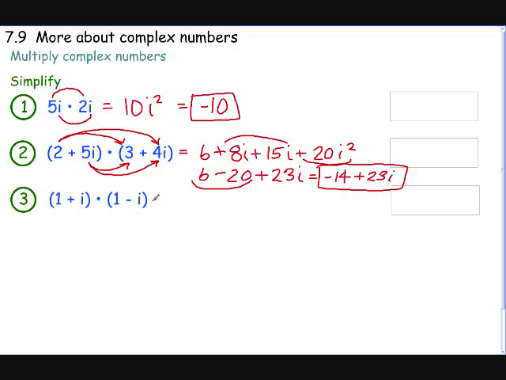All right, let's try this one. Again, we're going to FOIL. Let's see. Oh, I don't usually do it that way. Let's go back to that. The first together, 1. The outside, -i. The inside, +i.